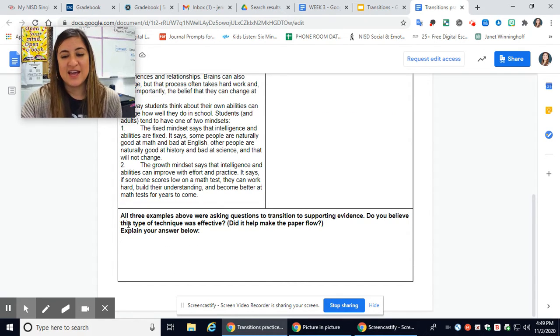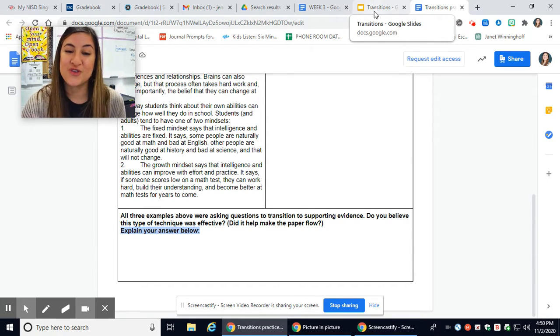And then finally, down below, it says that all 3 examples above were asking questions to transition to supporting evidence. Do you believe this type of technique was effective? In other words, did it help make the paper flow? You are going to be explaining your answer below. So it shouldn't just be a yes or no answer. You should be explaining.